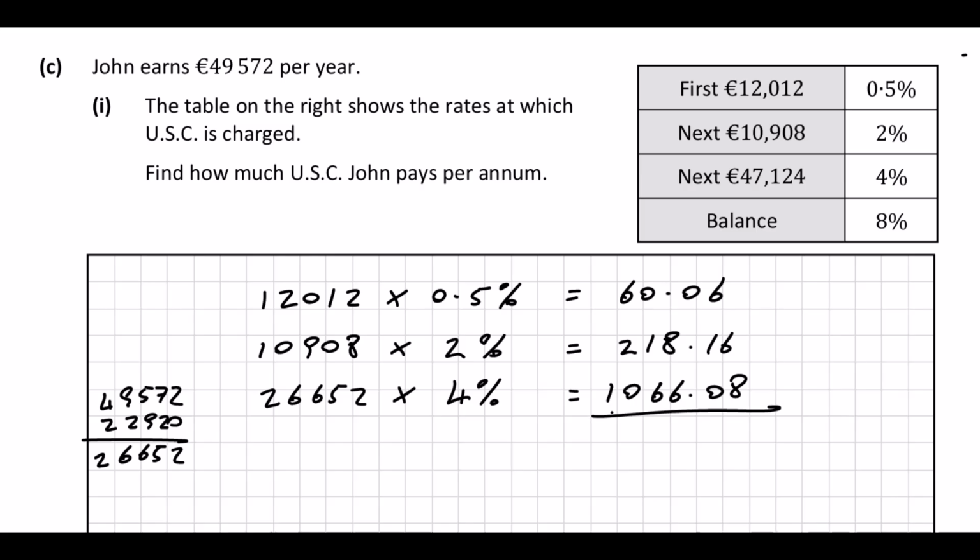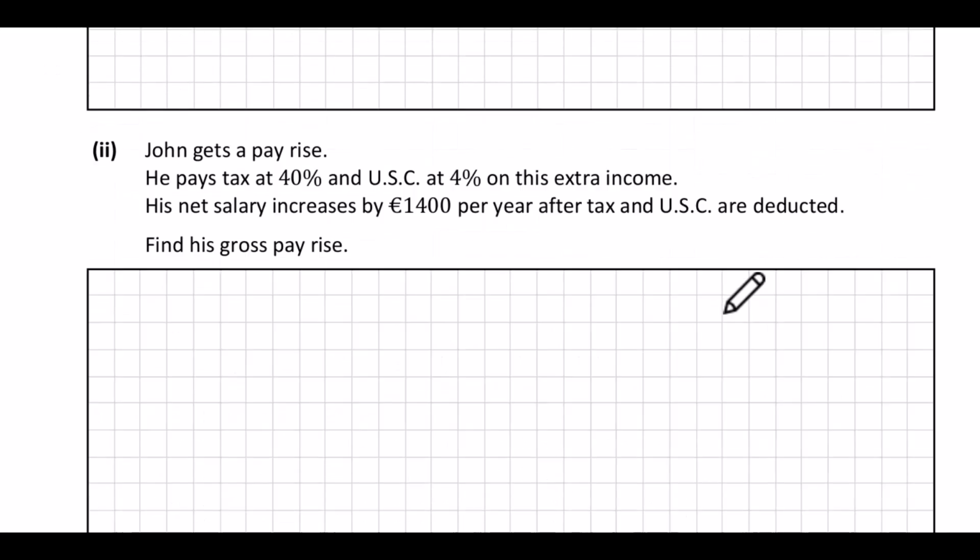So you've got to add all these up. So the total USC then is going to be equal to what you get when you add these three up. So that's 1,344 euros and 30 cents. So that's how much USC John pays per annum. We'll put the units in here as well. Okay, so that is it for that part of the question.